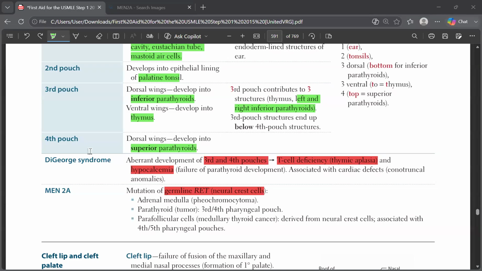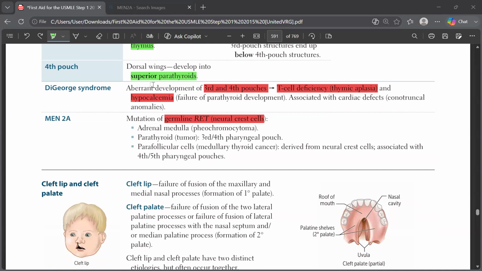So we left off at DiGeorge syndrome, which is the aberrant development of the third and fourth pouches. It causes T cell deficiency, thymic aplasia, and hypocalcemia from failure of parathyroid development, and it is associated with cardiac defects, specifically conotruncal anomalies.